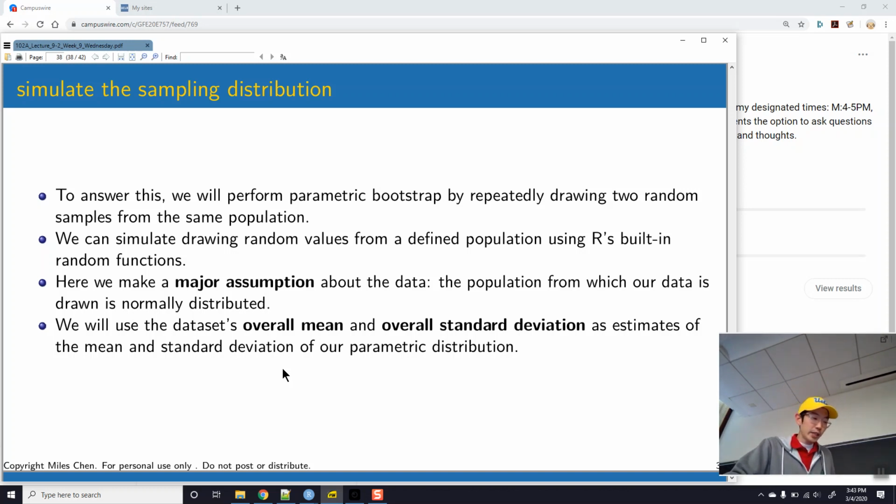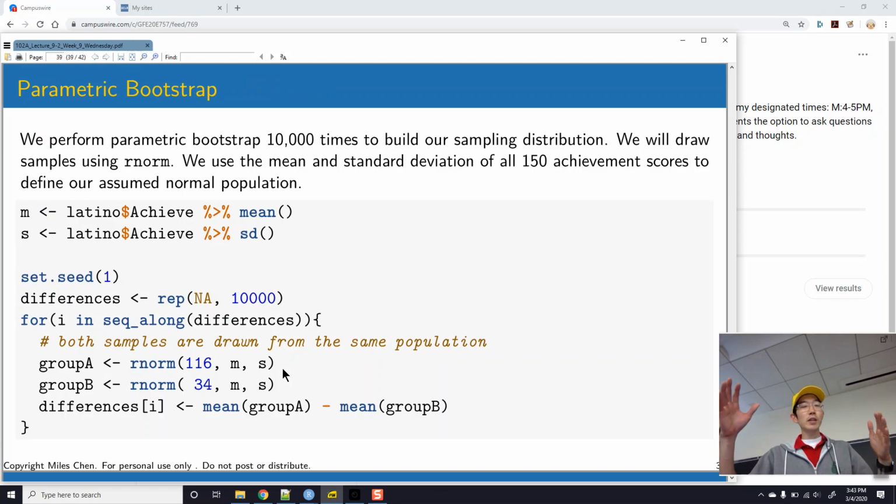Because we're saying that both groups are coming from the same population, we are going to use the overall mean of all 150 observations as the population mean, and the overall standard deviation of our 150 values as the standard deviation of the population. Because the null hypothesis says the achievement scores for Mexican immigrants come from the same population as the achievement scores for immigrants from other Latin American countries.